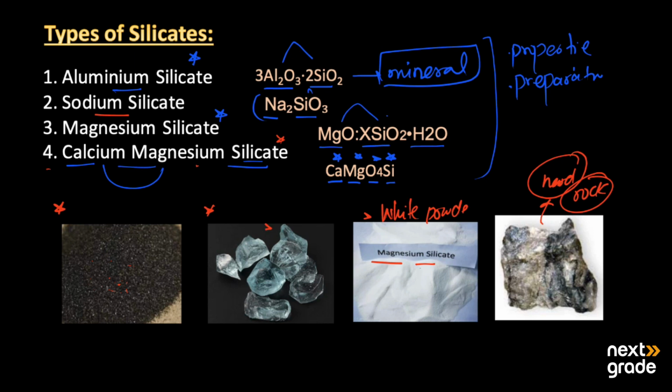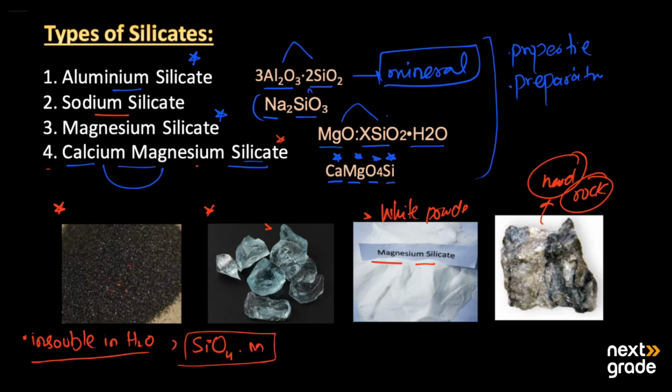Now for some properties of the silicates: most of the silicates are insoluble in water. We also have a general formula for the silicates in which we can put different metals, for example SiO4 along with the different metals that combine with it. The silicon is tetrahedrally combined with four oxygen atoms, and then the metals combine along with it.